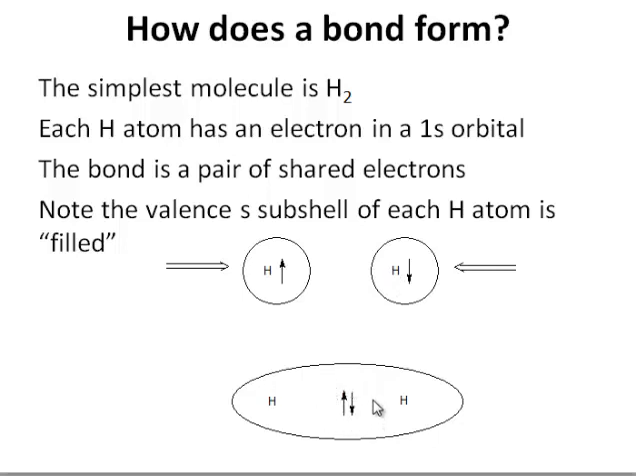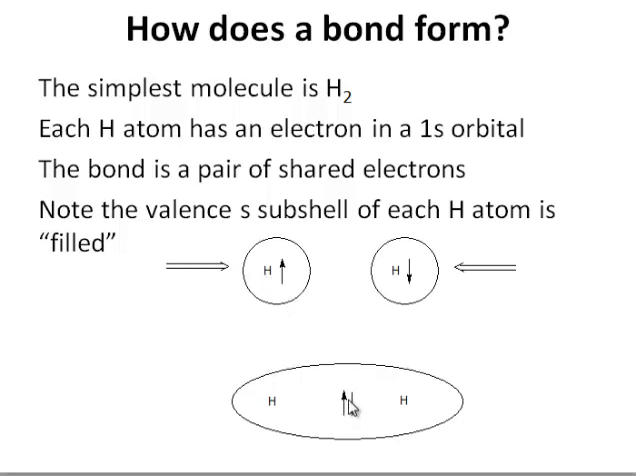They spend most of their time between the two hydrogen atoms and effectively create a sandwich of negative charge that allows these two nuclei to be close together. Because otherwise, nuclei, each with positive charges, would not like to be together. Notice that when this bond forms, two electrons make a bond.